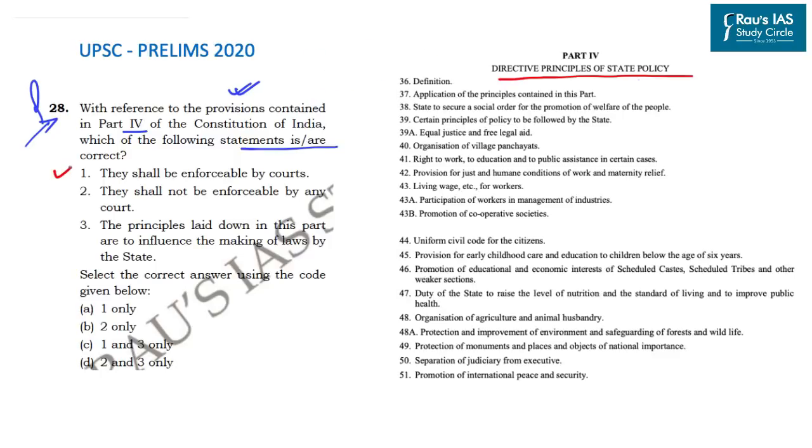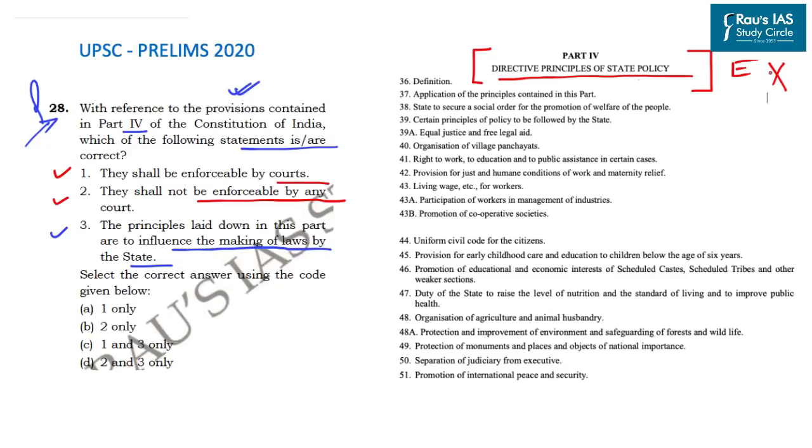So the first statement is that they shall be enforceable by courts. The second statement is they shall not be enforceable by any court. So the first two statements are in contradistinction with each other. So here it's very simple that either of these two statements is correct. And the third statement says that the principles laid down in this part are to influence the making of laws by the state. So the only question which remains, and the very basic question with respect to directive principles of state policy, is whether DPSP is enforceable or not.